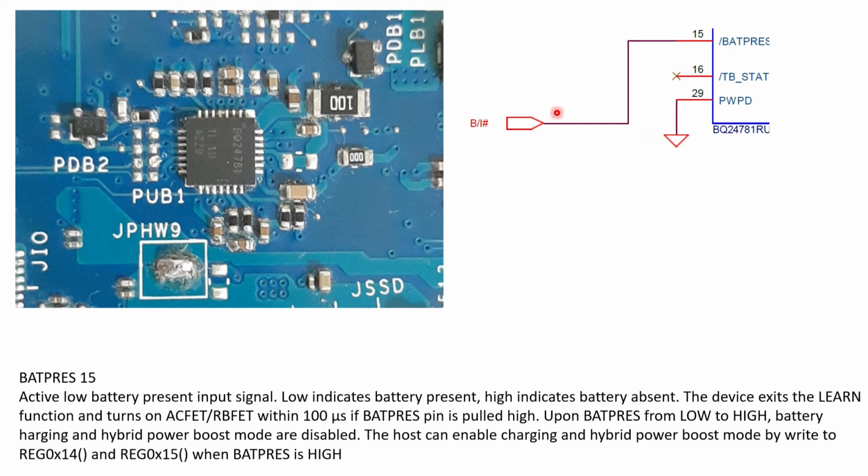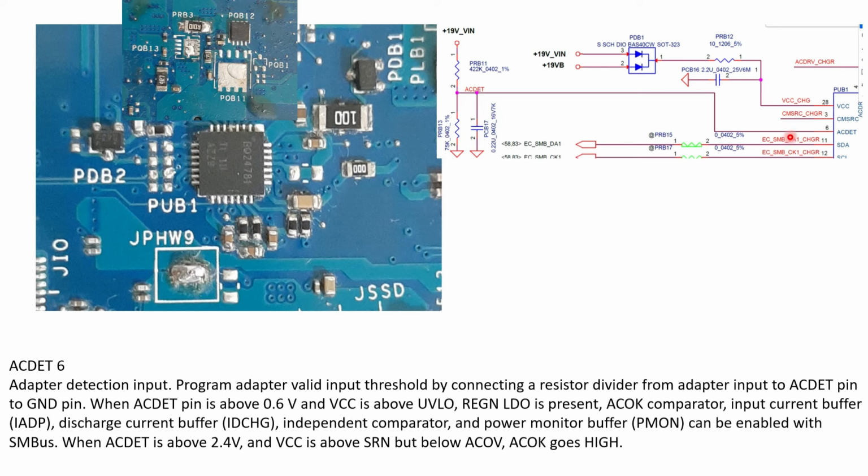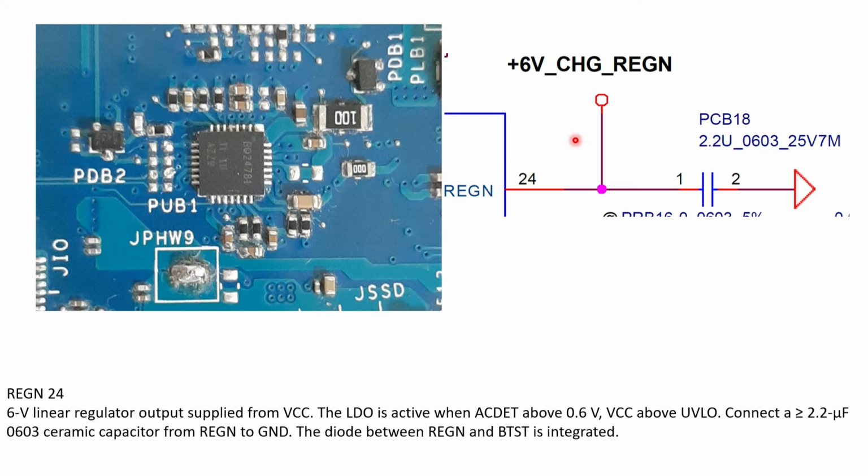So that's why pin number 15 is here, BI hash. Next, after that, what is that? AC detect, pin number 6. See, this is the voltage divider. Through here you will get some appropriate voltage according to the voltage divider. If it is more than 2.5 volts, then your AC OK will be in high condition, otherwise it will be in low condition.